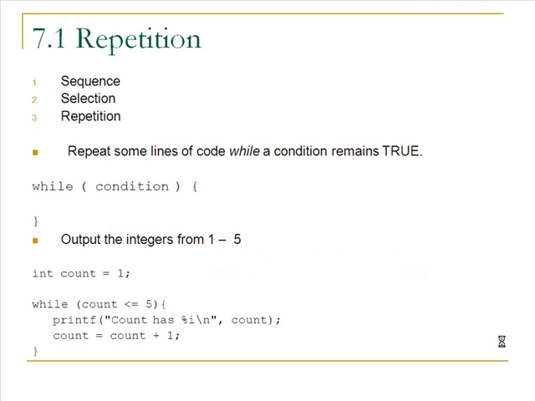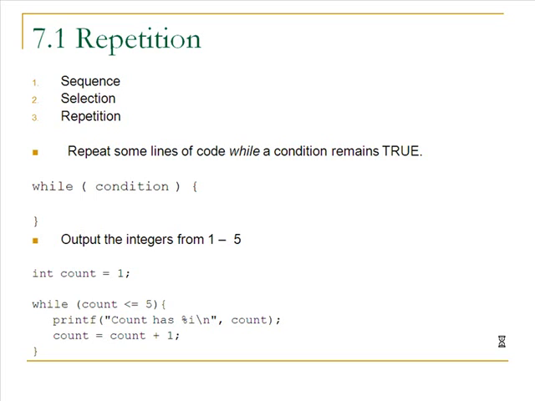So we've talked about sequence and selection in previous segments. The sequence of statements is just executing them from top to bottom one by one, and selection or selective execution of statements is using if else or switch. And in this segment we're going to look at how to express repetition. And repetition, you might guess, means to repeat some lines of code over and over while a condition remains true.